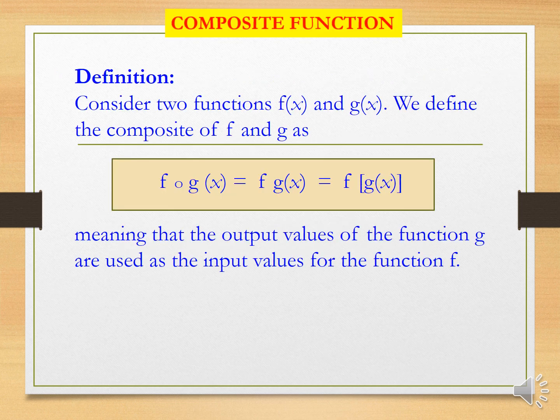Composite function. What is a composite function? Definition. Consider two functions f(x) and g(x). We define the composite of f and g as (f ∘ g)(x) = f(g(x)), meaning that the output values of the function g are used as the input values for the function f. From here, we can see g(x) is the input for function f.